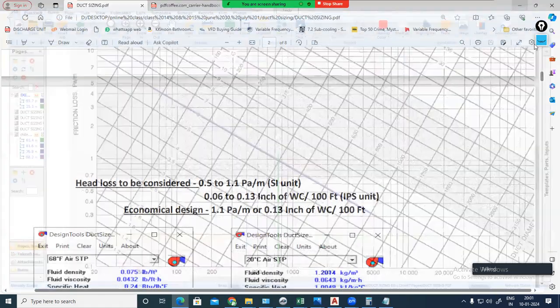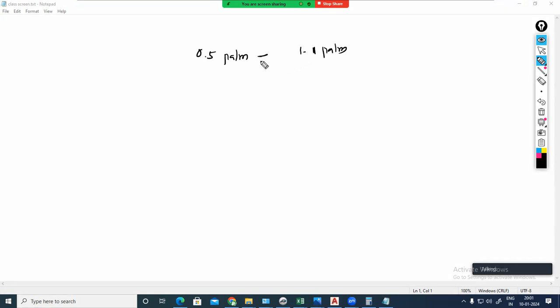But companies normally follow this range, 0.5 Pascal per meter to 1.1 Pascal per meter. This is just a reference range only. It will vary when we are adjusting it. As an average, for all systems you can select 0.8 Pascal per meter. Whatever the system may be, you can use 0.8. For example, if you are doing the duct design by Revit MEP software, Revit MEP is predefined with 0.8 Pascal per meter for duct design.